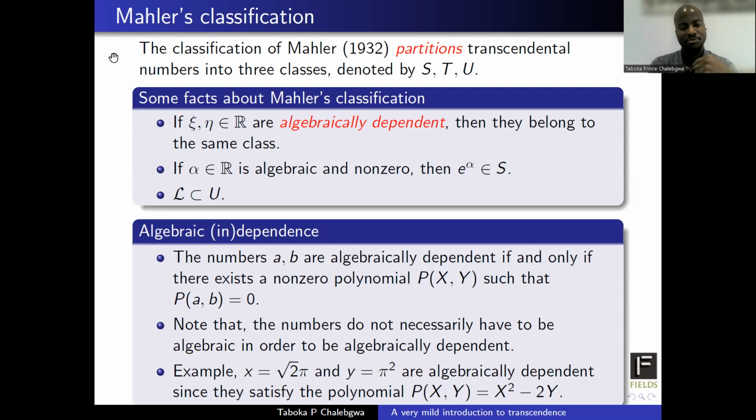Well, what is Moller's classification? So around 1932, Kurt Moller found another partitioning of transcendental numbers into three classes. I suppose this is also maybe the first time that we are probably encountering the word partition.